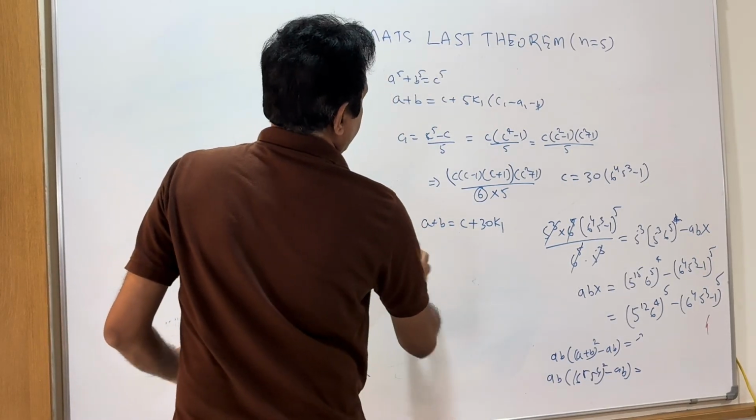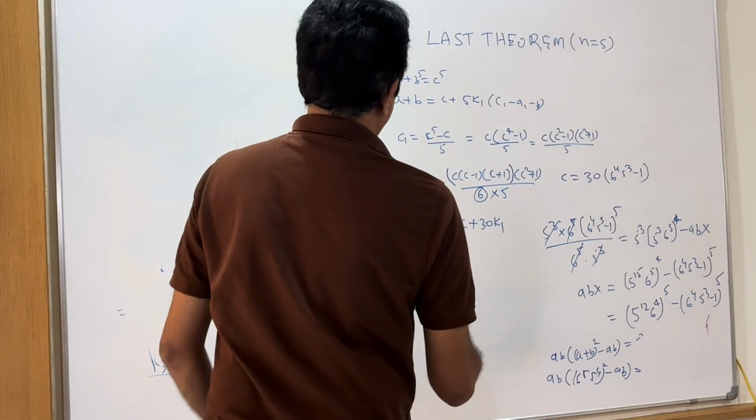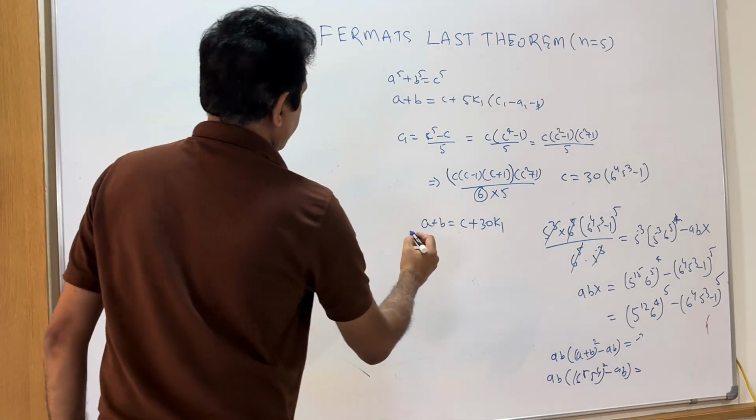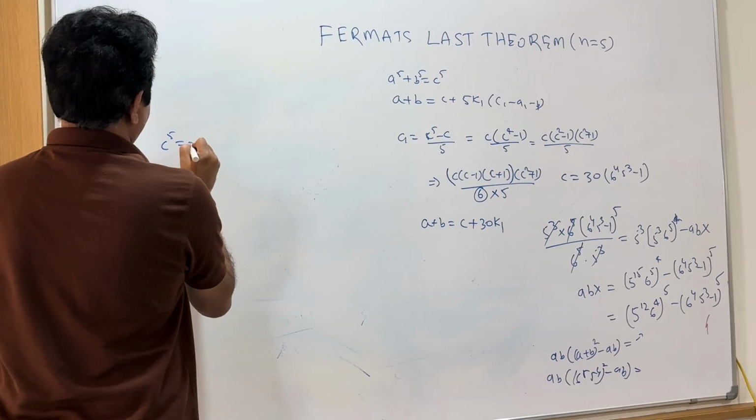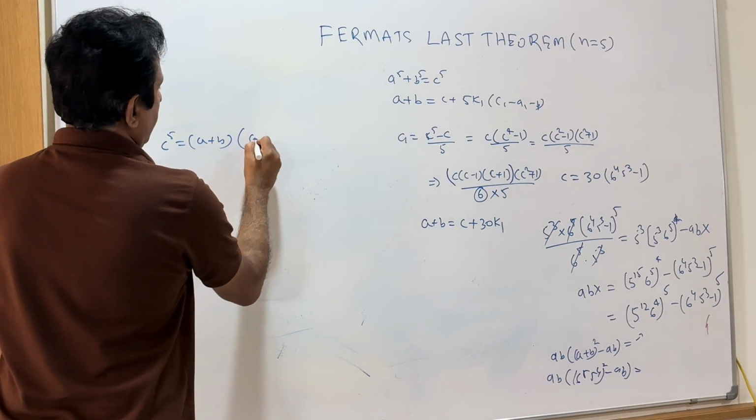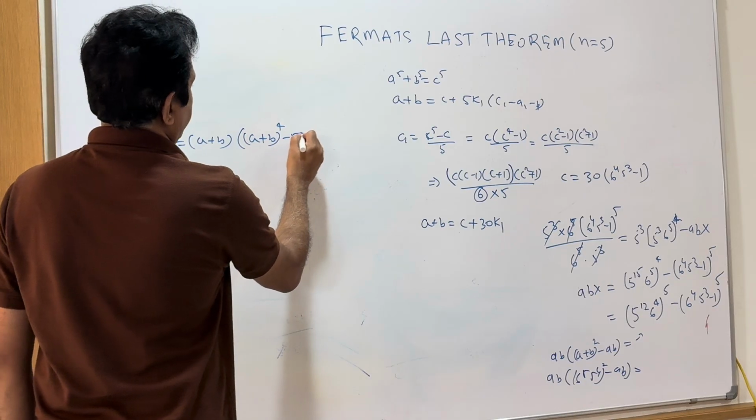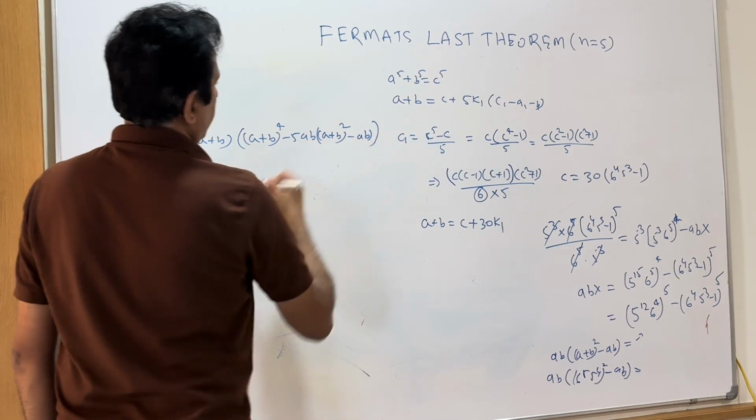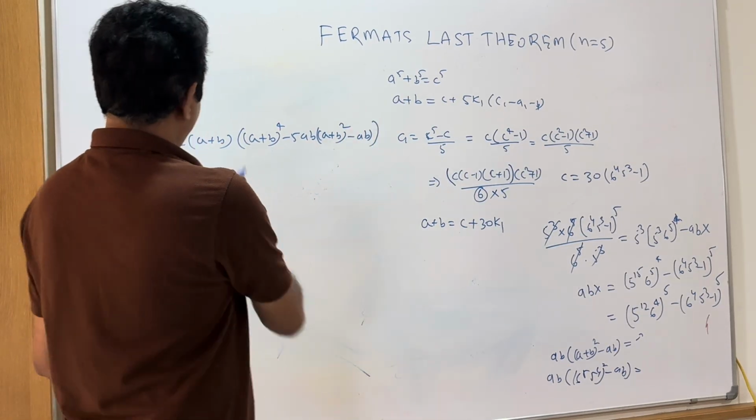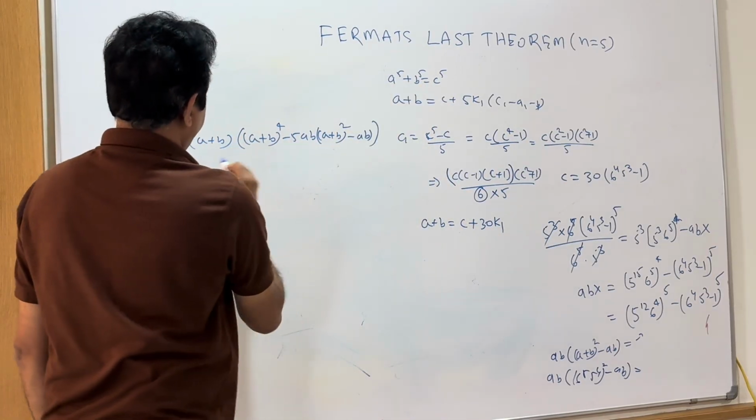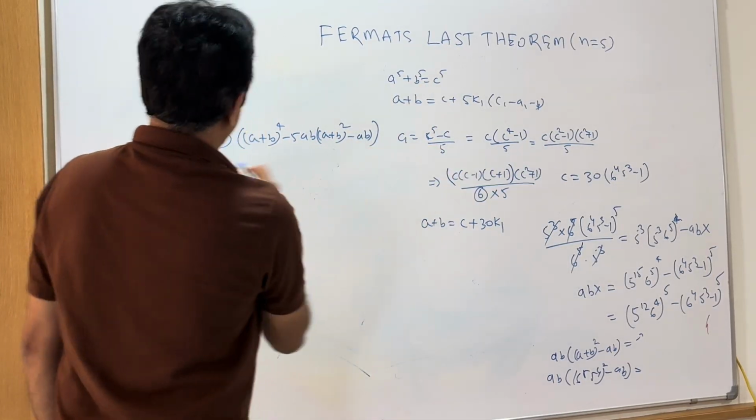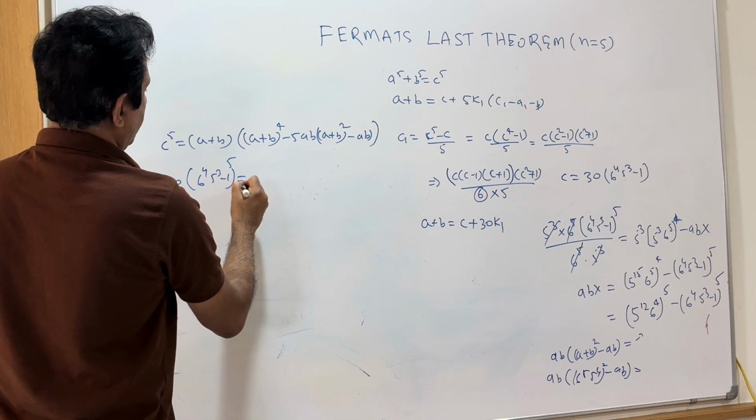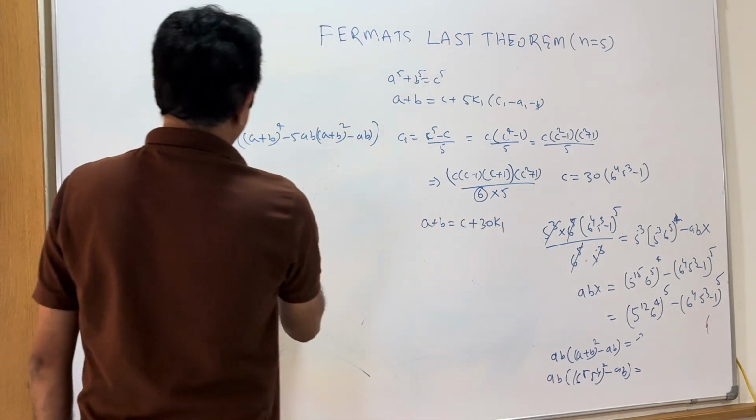Okay, so again you have to see that A plus B is equal to C plus 30 K1. So C power 5 is equal to A plus B power 4 minus 5AB into A plus B whole square minus AB. This is the formula for C power 5, if C power 5 is equal to A power 5 plus B power 5. So what is C? 30 into 6 power 4, 5 cube minus 1, whole power 5, equal to A plus B. A plus B is equal to C plus 30 K1.